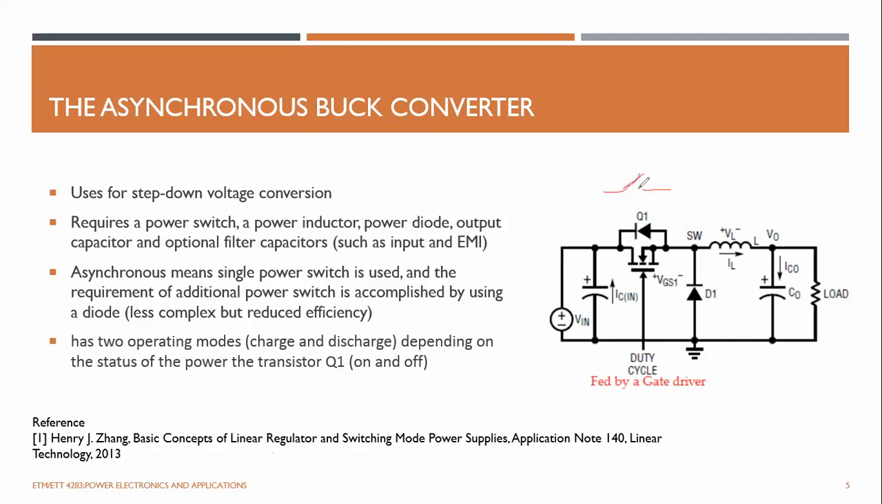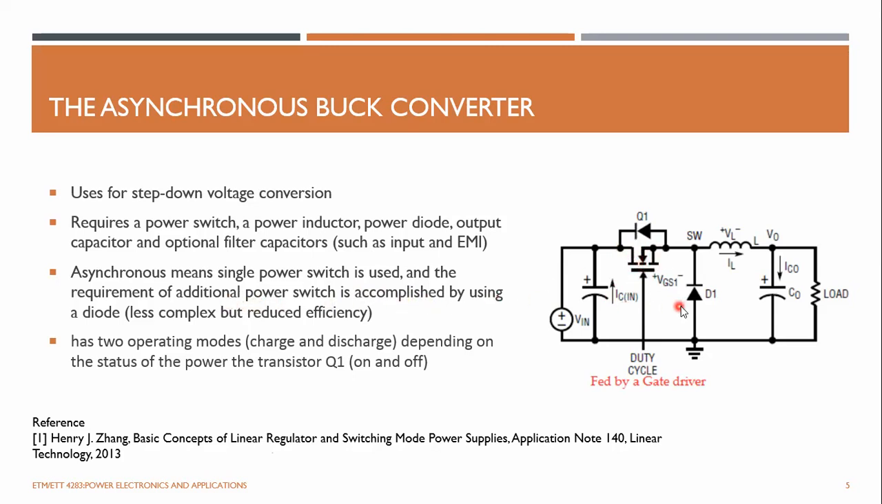You can control this switch, turning it on and off, using a gate pulse applied to this transistor or MOSFET. This is your inductor, and this is a freewheeling diode. This is the output capacitor, which is to reduce the ripple, and this is your output load. Asynchronous means a single power switch is used. Here you can see only one switch is used.